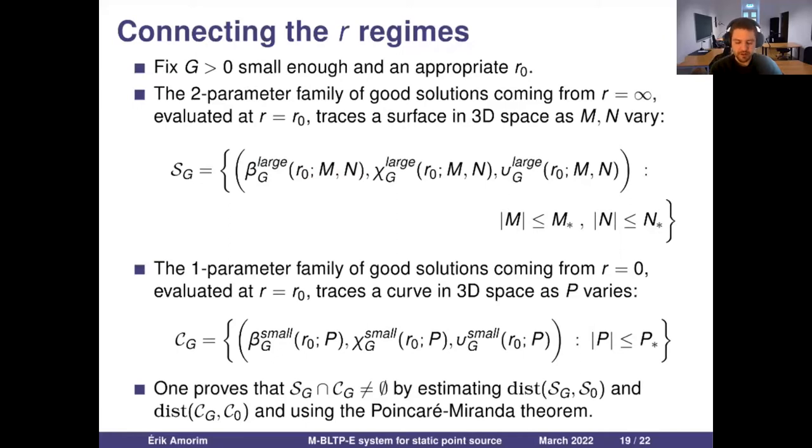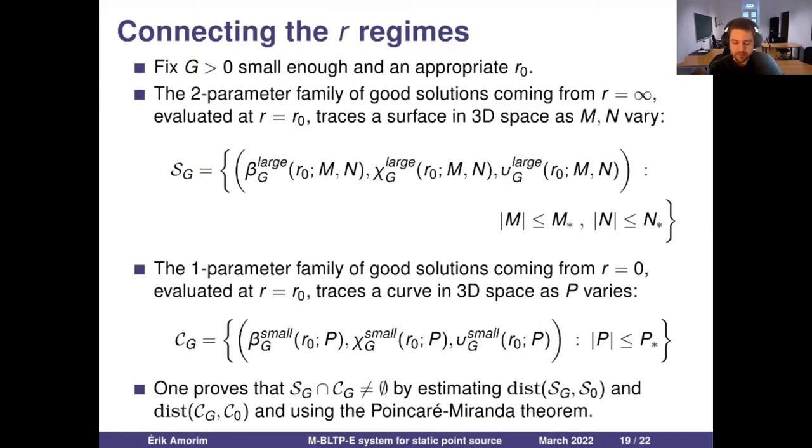So what is the idea there? Now, fix a small enough g, fix the appropriate r0. It actually has to be not so small, but not so large. It turns out to be around 1/2. So take the two-parameter family of the good solutions coming from infinity. Evaluate it at this particular r0. They're going to trace out a three-dimensional surface when the parameters vary. So I'm calling that sg, the surface of the good solutions from large R.